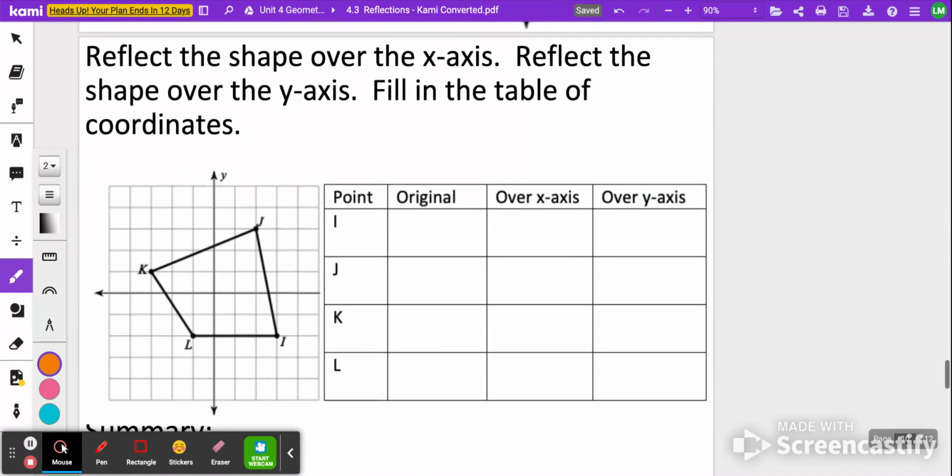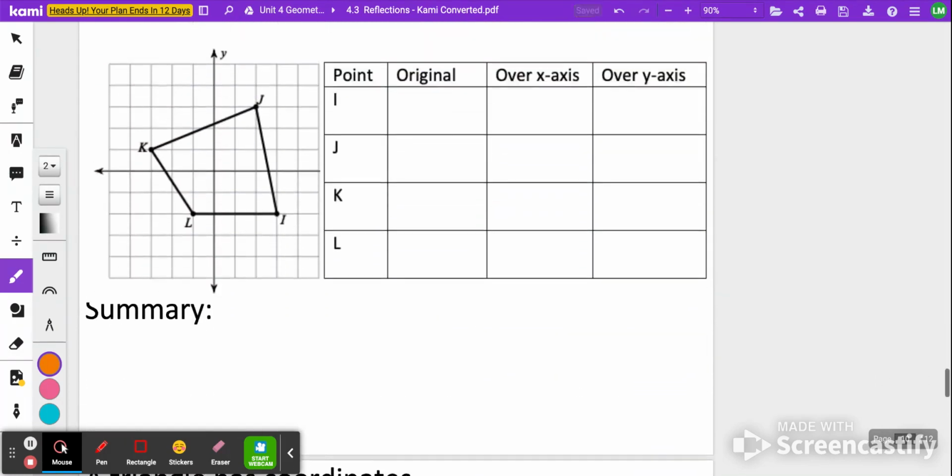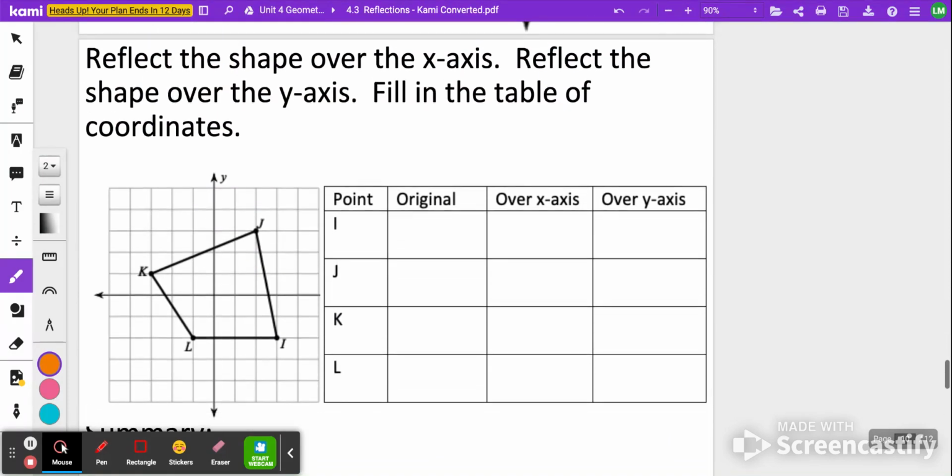Okay, let's see what happens now when we reflect something over the x-axis and then figure out a summary. If I'm going to reflect the shape over the x-axis first, the first thing I need to do is write my original points. So I is at 3, negative 2. L is at negative 1, negative 2. So I'm just filling these in. K is at negative 3, negative 1. And J is at 2, 3.